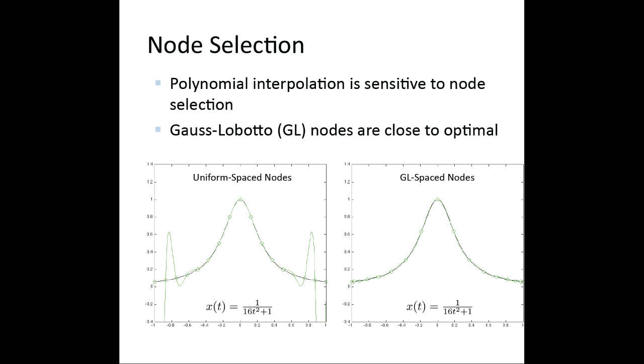The important thing to take away here is that nodes need to be selected in a specific way for the approximation to be accurate. The polynomial interpolation is very sensitive to node selection. Gauss-Lobatto nodes are very close to optimal. As we can see, if we compare uniformly spaced nodes to the Gauss-Lobatto spaced nodes for interpolating this test function, 1 over 16t squared plus 1, the Gauss-Lobatto node approximation is far more accurate.